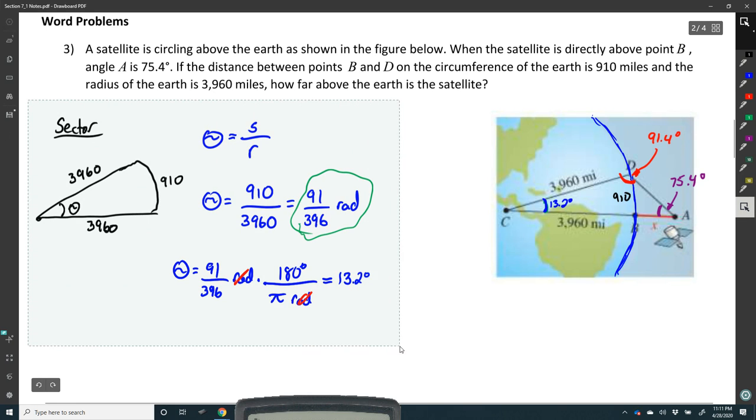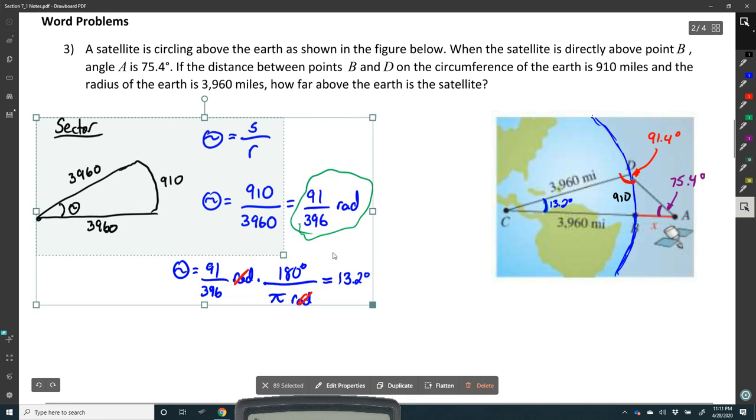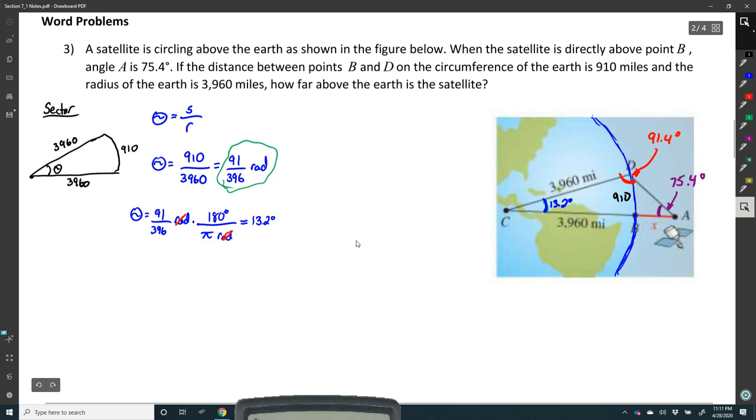So this one just had some chapter 3 stuff in the front that you had to do. But once you figure out the angle, it's all happy. So I'm going to use, I want to figure out this side right here. Okay, the opposite angle is 91.4. And I want to figure a side where I know. Notice I don't know what this side is. So I'm not going to use it. But I do know this one.